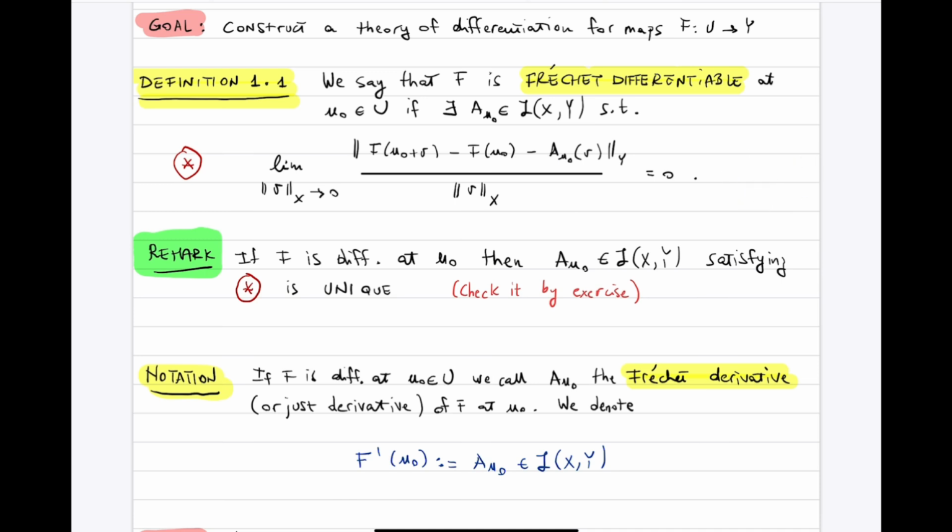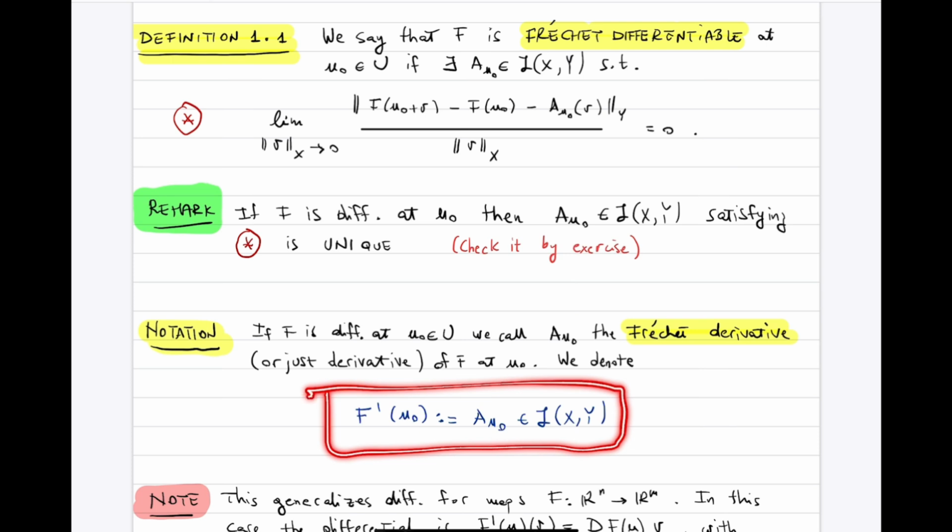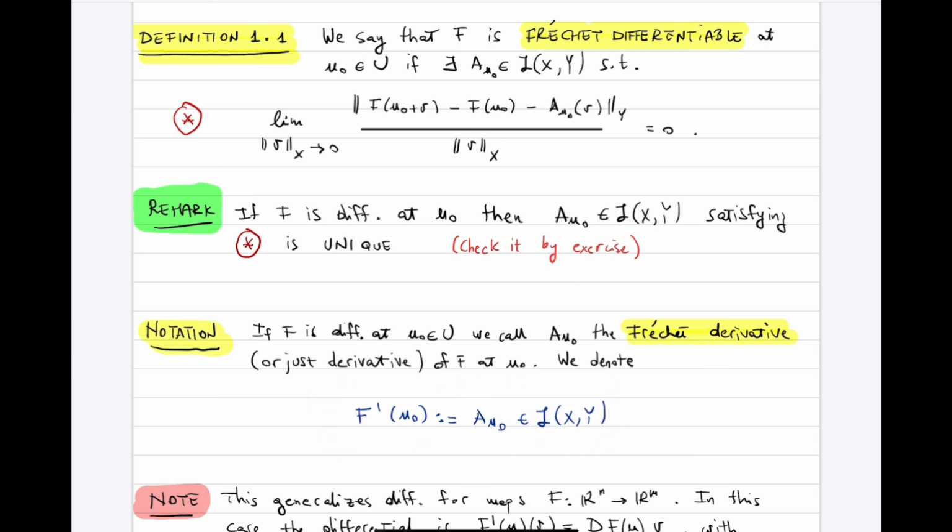and as a notation, exactly, so the notation is here. If f is differentiable at u0, this a of u0 is called the Frechet derivative, or just the derivative of f at u0, and we denote it like this. So in this case f dash of u0, f prime of u0, is a linear operator between x and y. Often when we want to evaluate this linear operator, we write something like this: f prime u0 at v, this will be a value in y for every v in x.